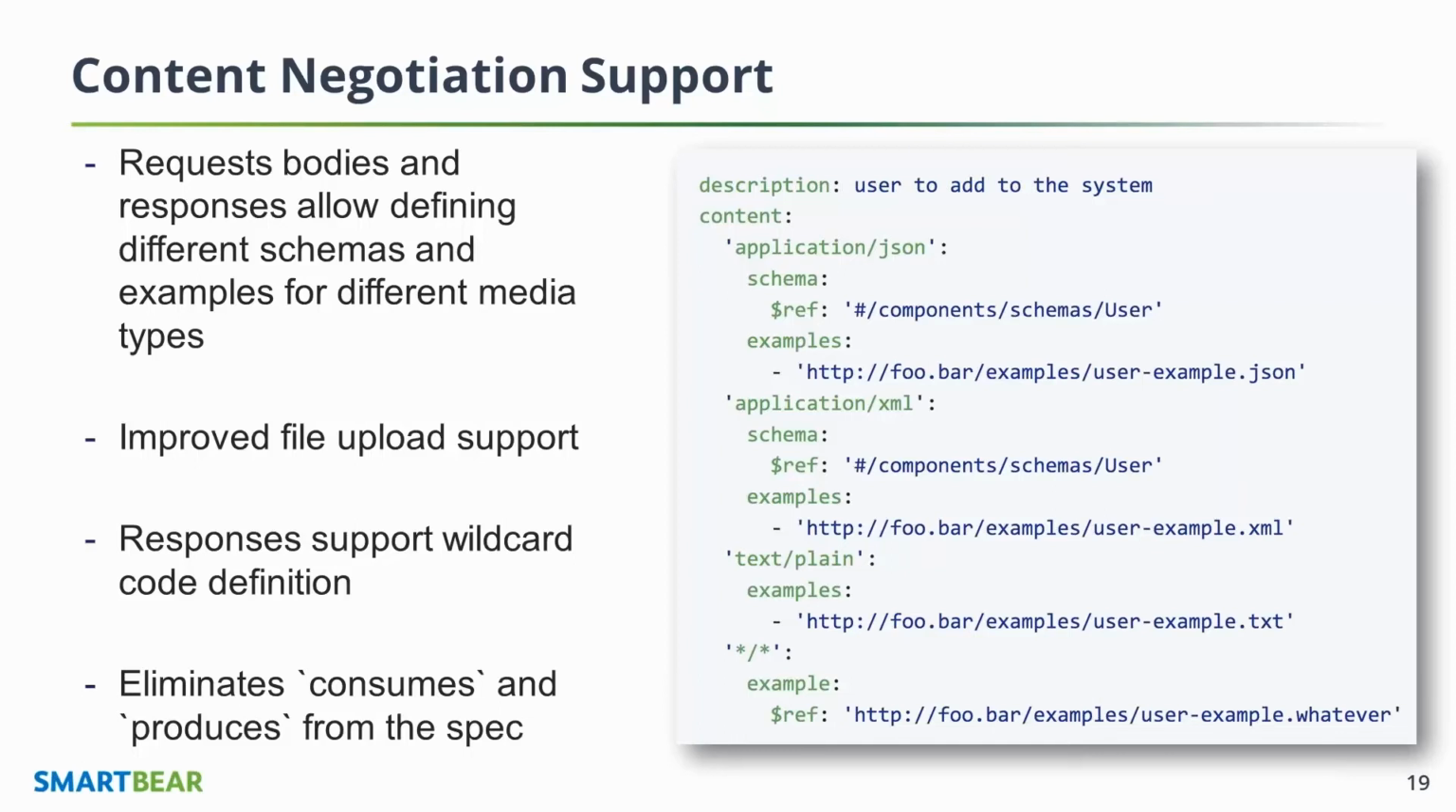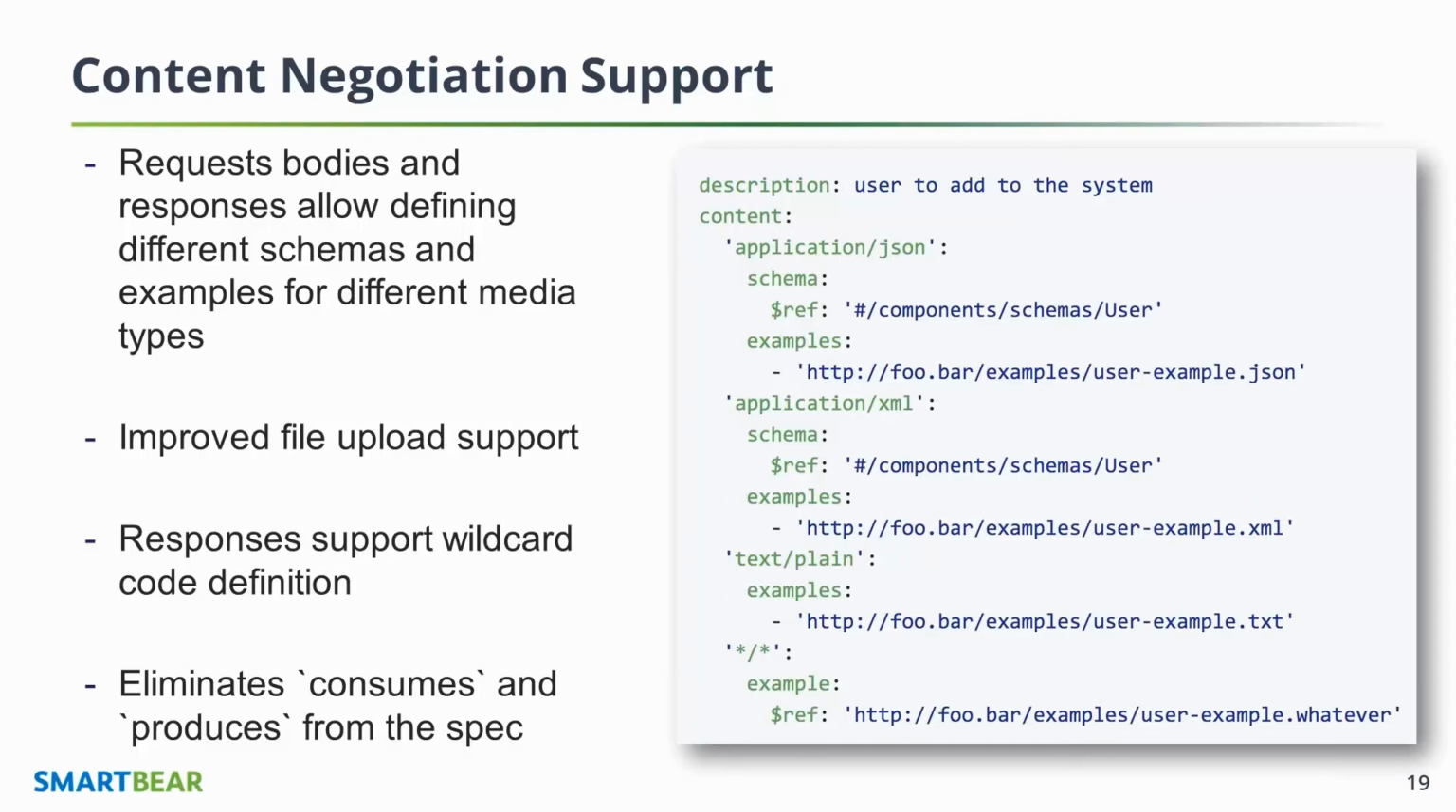As part of that, we ended up also improving the file upload support, right? So you can easily describe arrays of files, which you couldn't have before. You can define the type of files that you want to upload, which again you couldn't have done before. And because we ended up eliminating consumes, now you can define multiple media types, and for each media type a different schema and different examples.